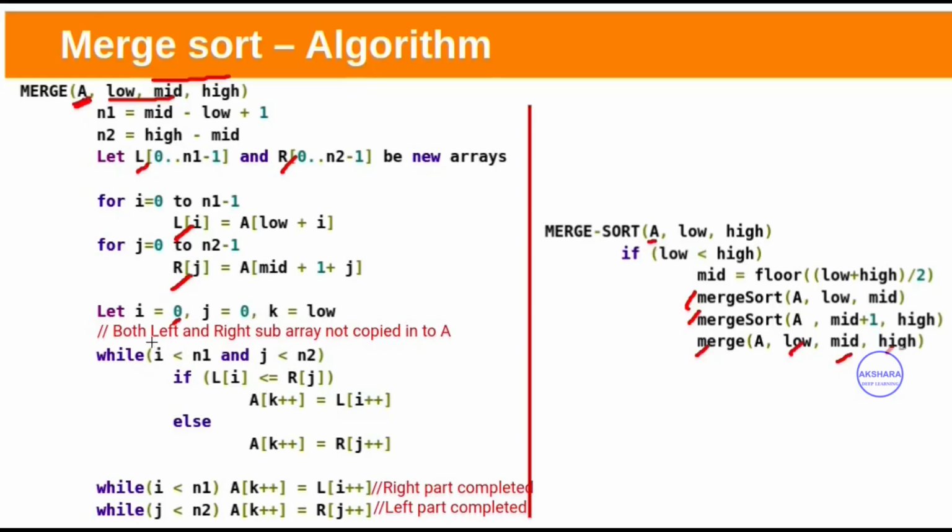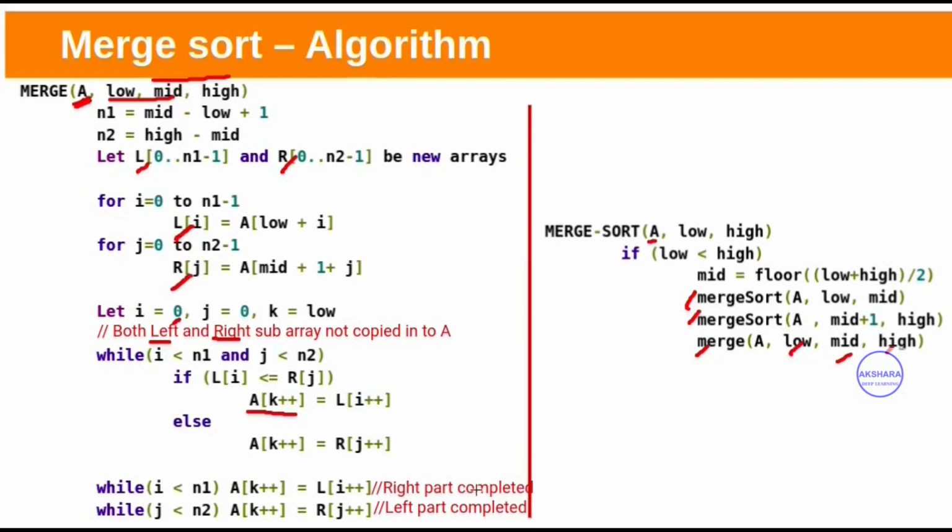If both of the arrays, this left subarray L and right subarray R, have elements, then we need to compare L of I with R of J. Whichever is smaller will be copied into the original array's kth index. While doing so, one of the arrays might be completed, meaning all the elements from either L or R will be copied into the original array. Then we will be left with only one array, either L or R.